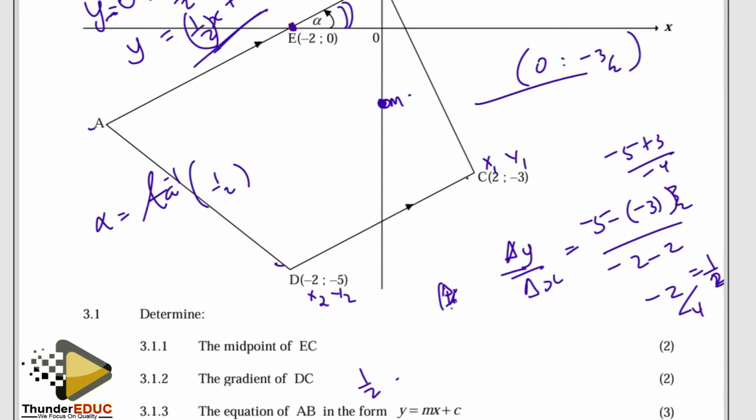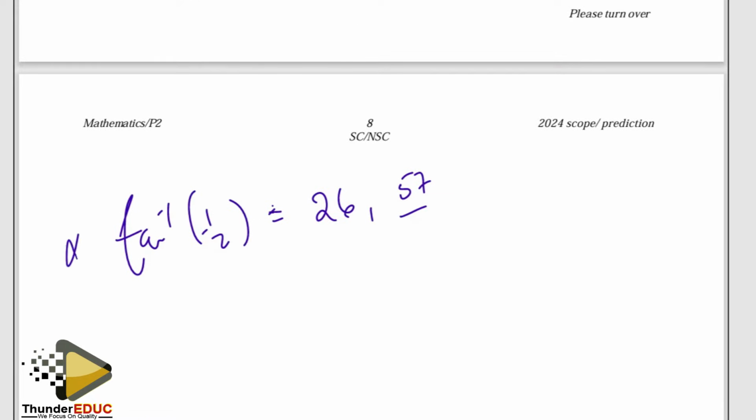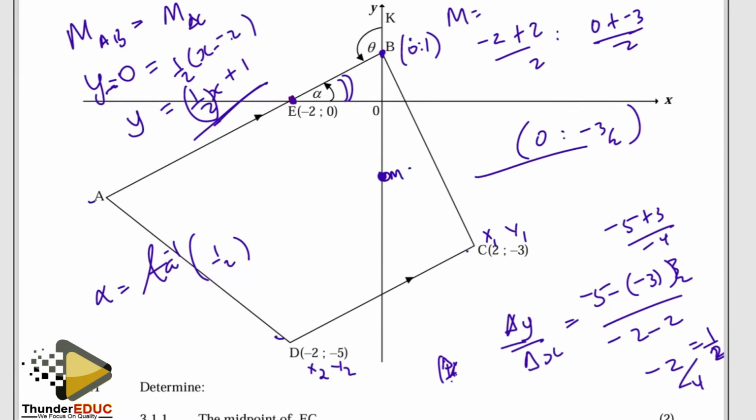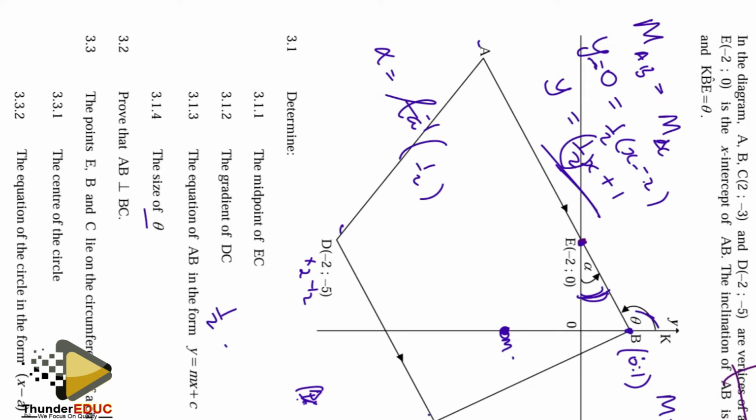What was the question asking for? They wanted beta. But what I have is the alpha. Okay. Now, for me to get the theta, how does this theta relate with the alpha? How do they relate? So if I were to flip this page, which I don't want to do. Let me see if I can flip it.